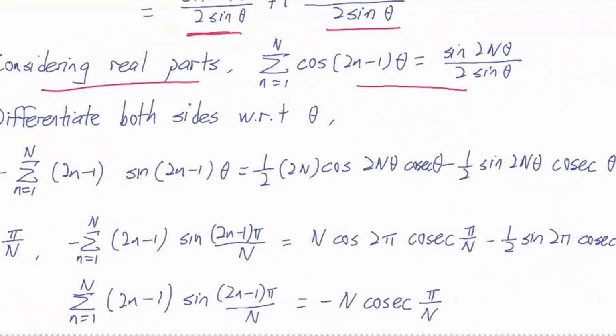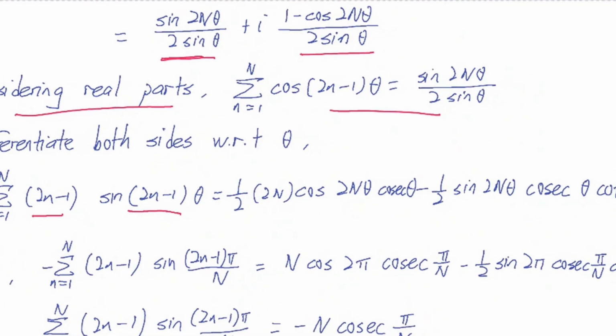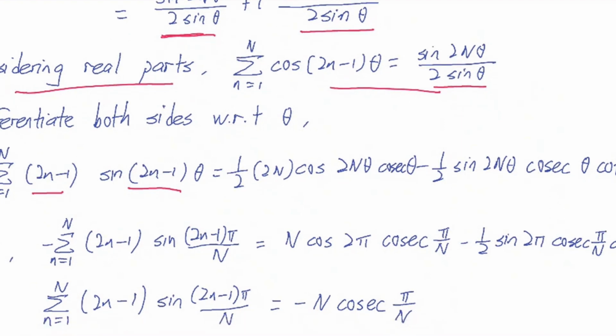when we differentiate the expression at the left there, we get negative 2n minus 1 sine 2n minus 1 theta. This is when we differentiate the left-hand side. And for the right-hand side, we need to use a bit of the product rule to do that. Basically, we are differentiating half sine 2n theta and then cosecant theta. It will be slightly complicated, but it's actually not too bad after all.